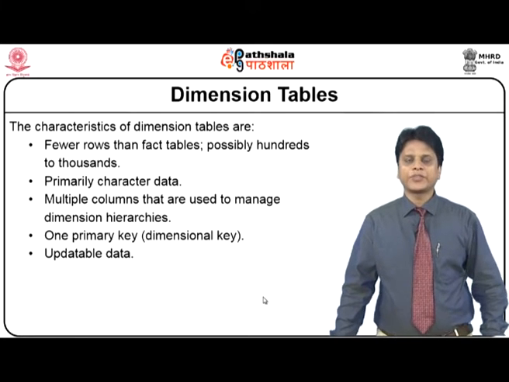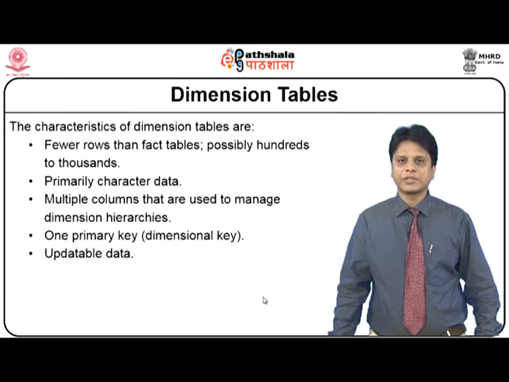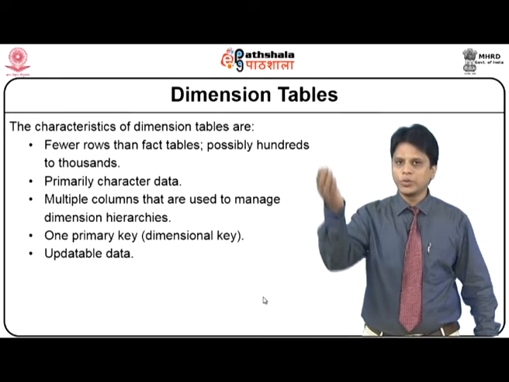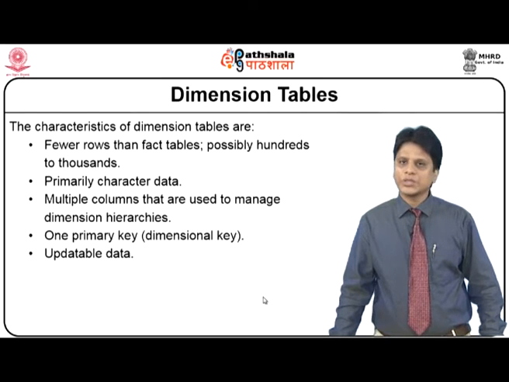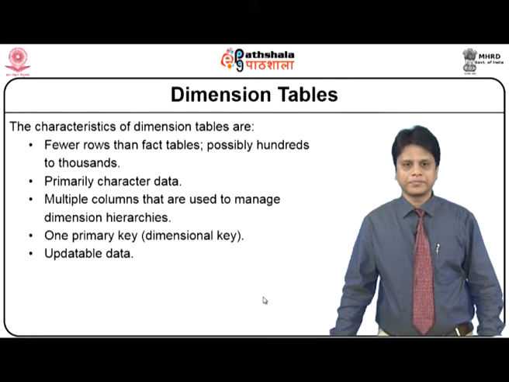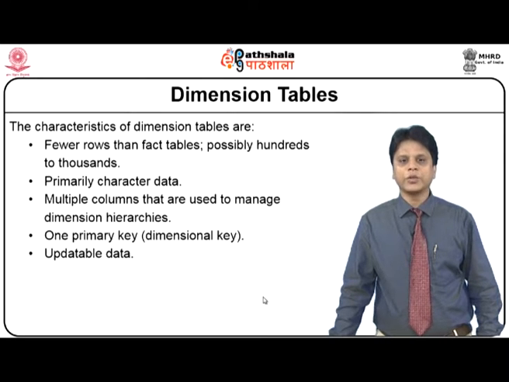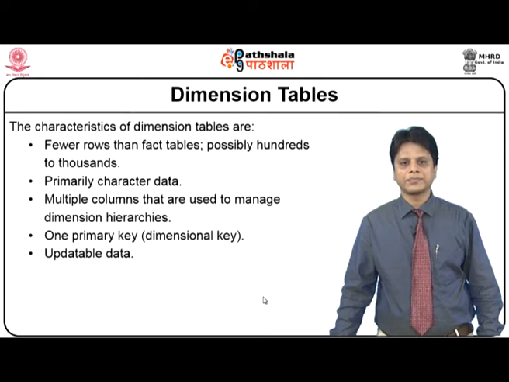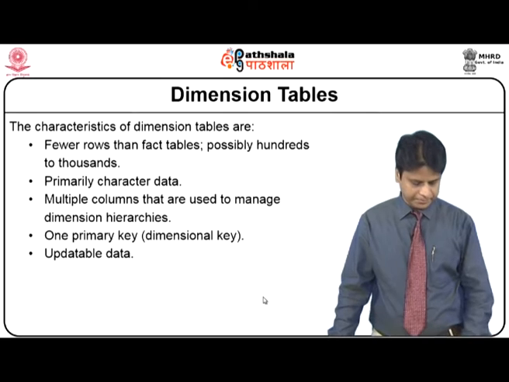Some of the characteristics of these dimension tables are that they have fewer rows than the fact tables. As I have told you, this will accommodate only a million records, possibly hundreds to thousands or a few million. Primarily these dimensional data are character data. It involves multiple columns that are used to change dimension hierarchies. It has only one primary key as the dimensional key, and those are also updatable data.